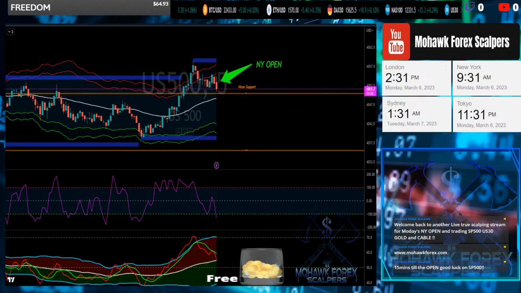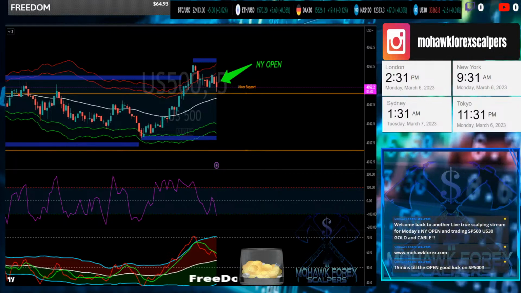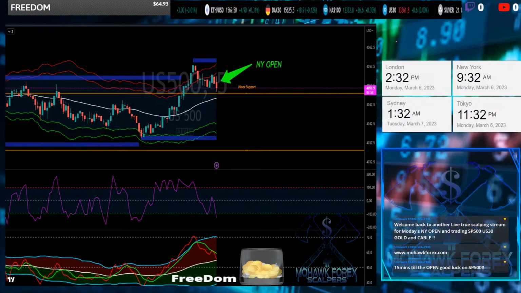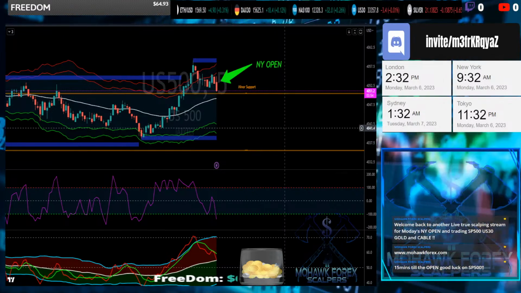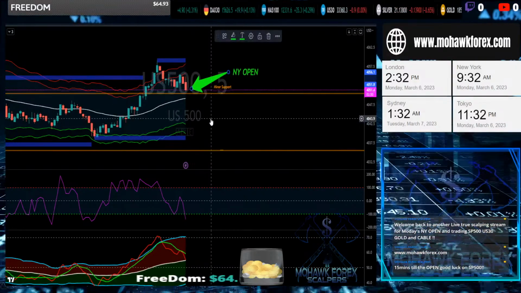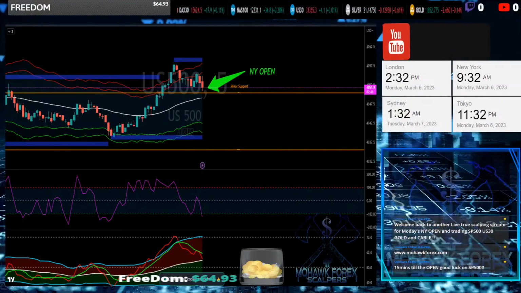I just ended it because I want to see if it respects that support zone. Nice win on the sells, as we said. Is it going to break that level? Is it now going to shoot up? We're looking at the TDI here. Look, nice and easy on this one. I'm just going to post that into the group so the guys can see as well.